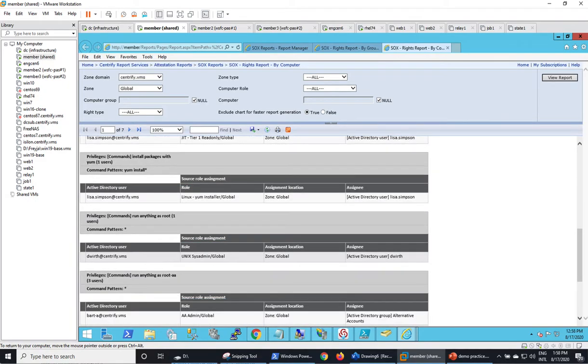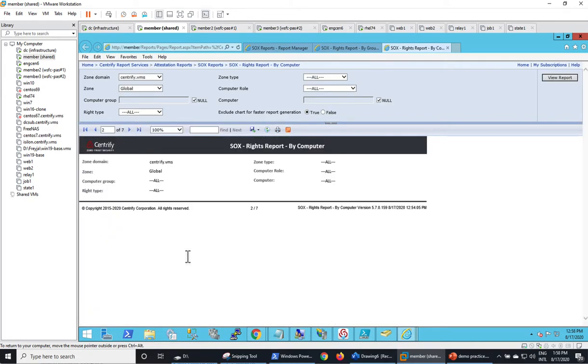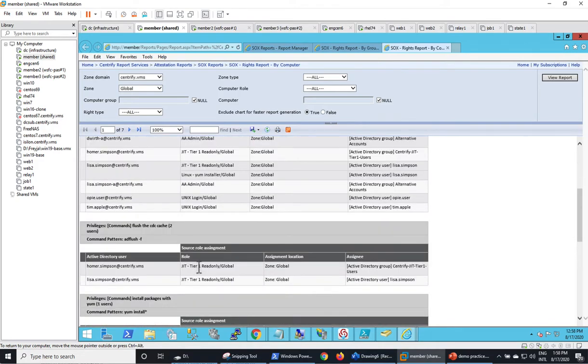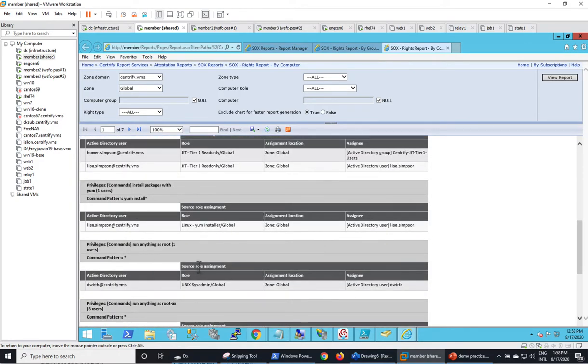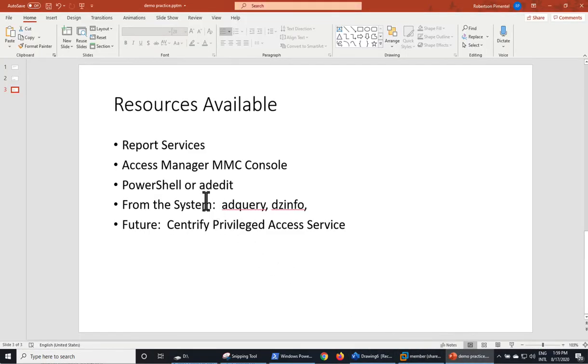And one of the most important things is that it can do it cross-platform. So I can go and find my Windows machines, and I'm able to find that information for Windows systems as well. So report services is the way to go, right? But if you don't have access to report services, here are your options. You could use PowerShell or adedit. I'm not necessarily a good adedit person, so I'm biased towards PowerShell.